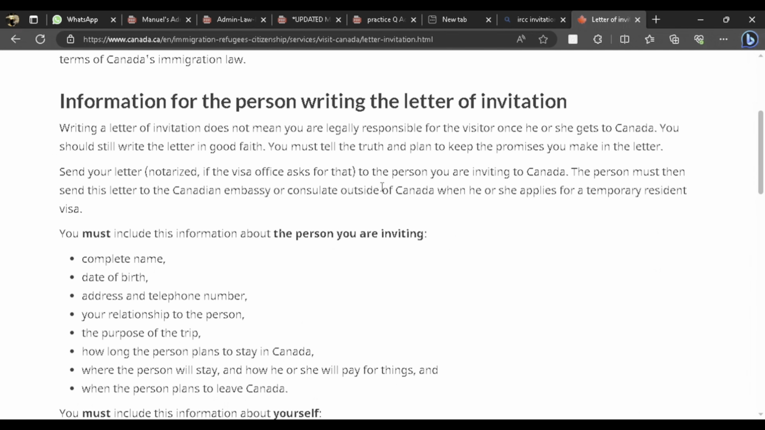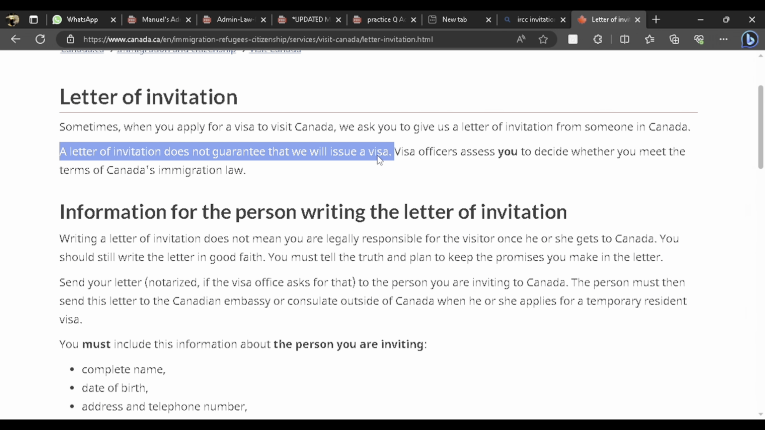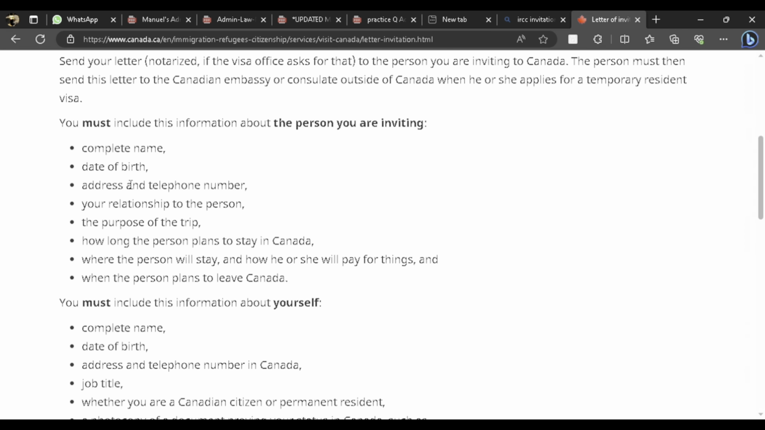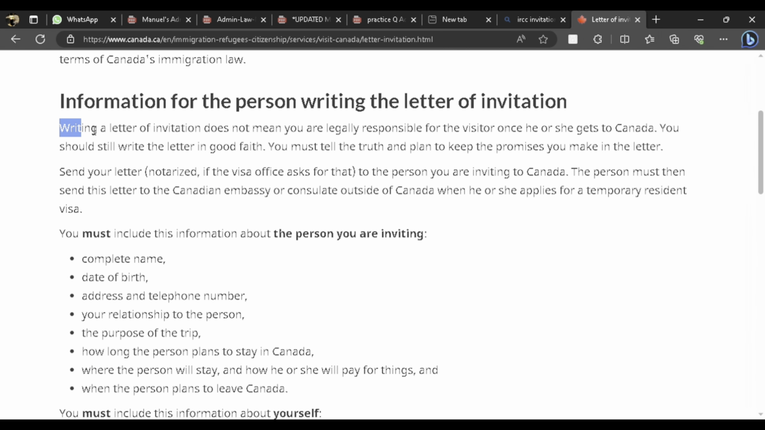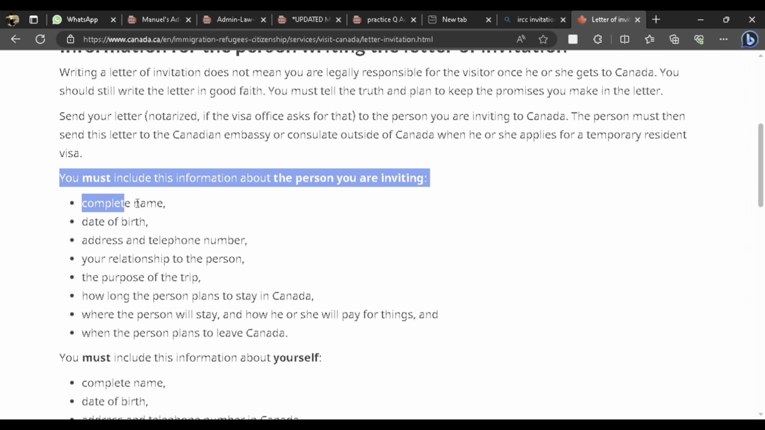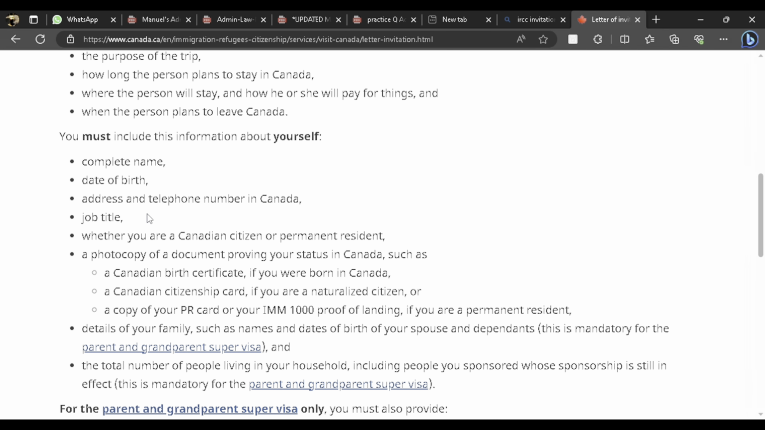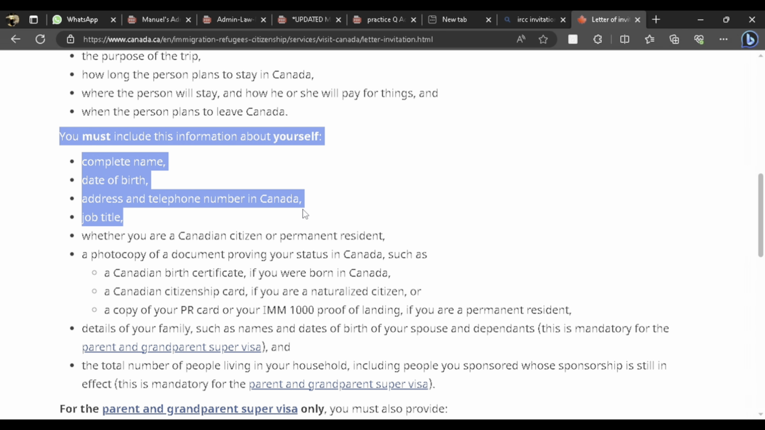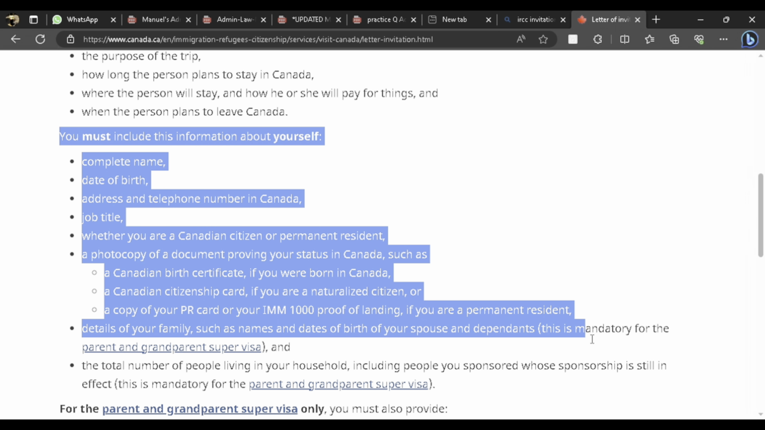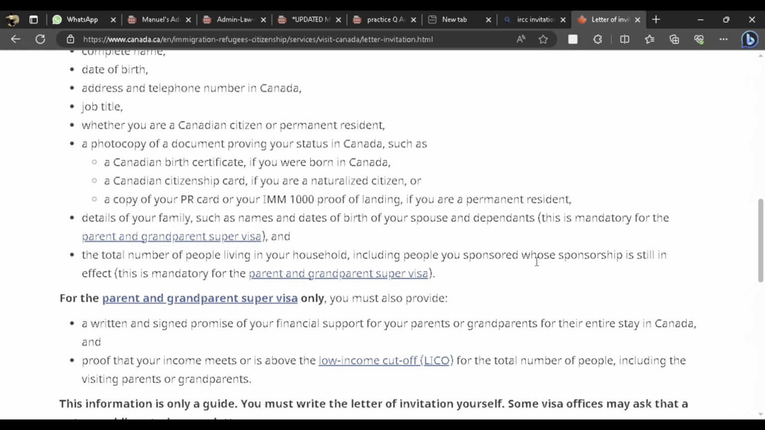So here's the video. So guys, this is what the page looks like. You could see that it says letter of invitation. You could also see that it doesn't guarantee that they will issue you a visa, and it further says that it doesn't mean that the person will be responsible for you, just as I stated. And these are the details of the person you're inviting: their name, date of birth, and all of that. You would also need to include information about yourself: your complete name, your address in Canada, your status, etc.